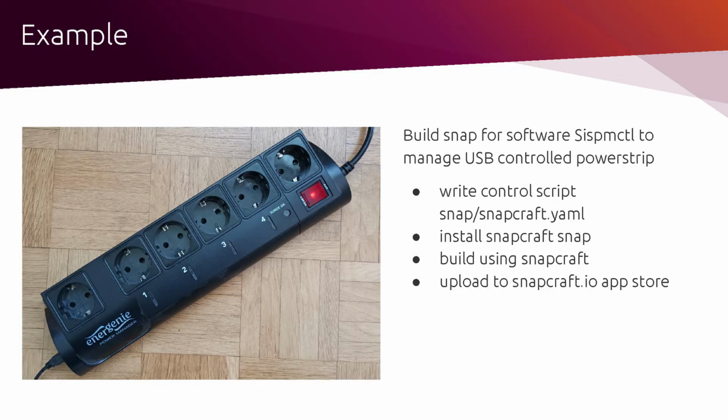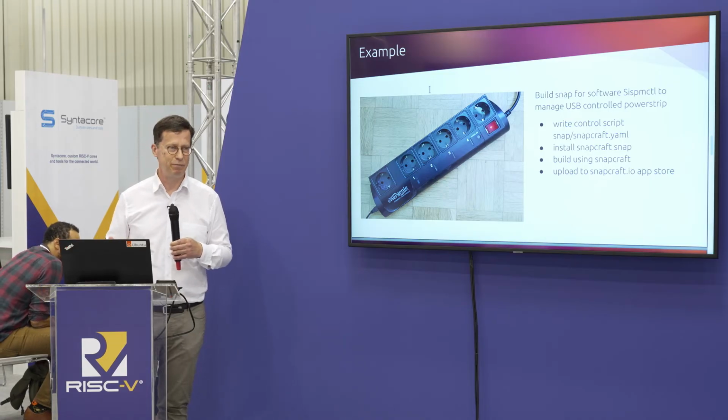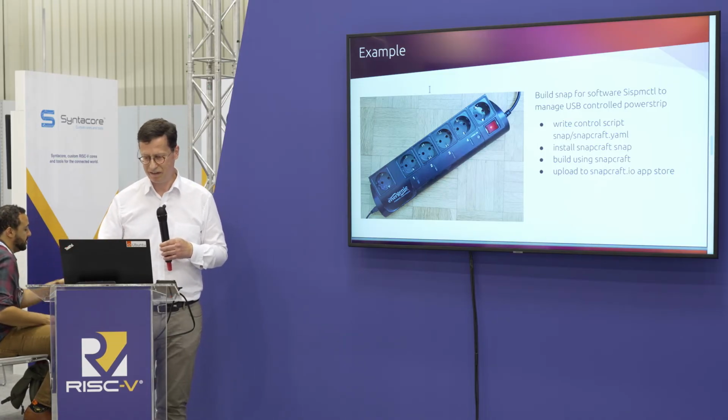It's a power strip that you can control via USB. And there's already some software available, and I just did the packaging. And packaging just meant writing one single file, one small YAML file, to get it packaged. Then you take the Snapcraft snap from the Snapcraft store and just type snapcraft, and it's being built. That's all you have to do.